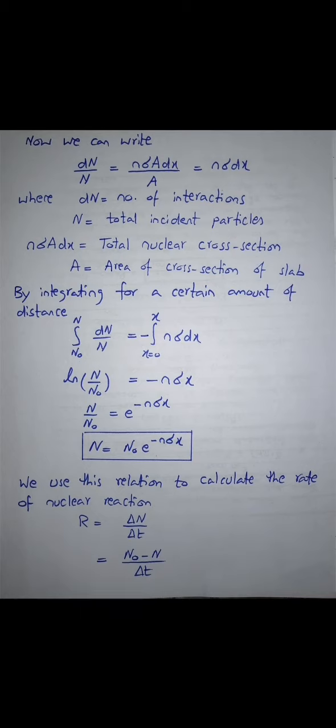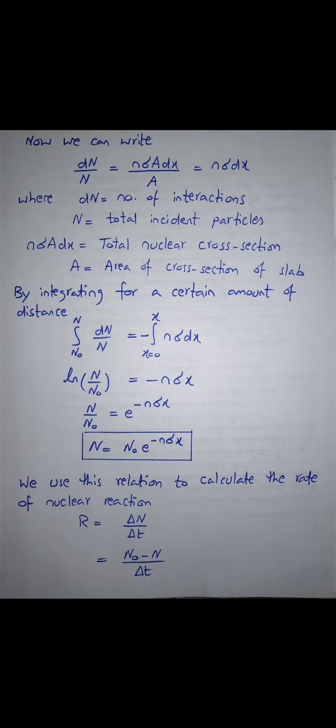Here dN represents the total number of interactions. If we assume that every single particle only interacts once, in that case we can say that the incident particles, after traveling through a distance of dx, will decrease by dN. So dN can also be defined as the decrease in the number of incident particles. And now we are going to use this definition of dN.